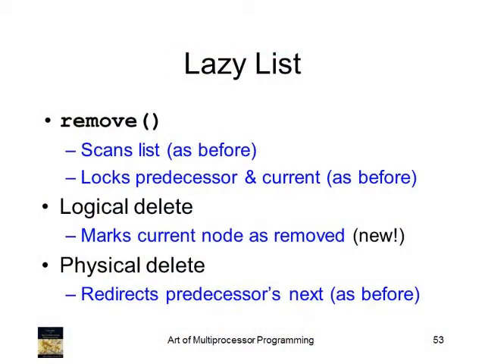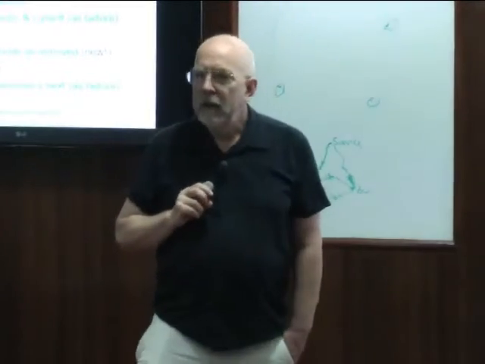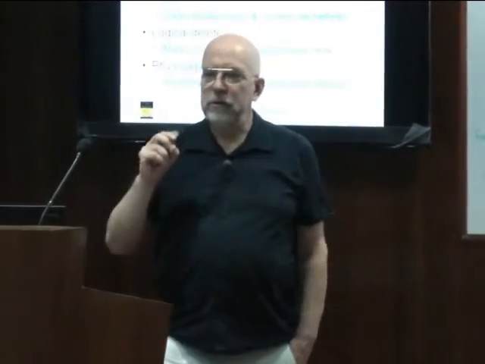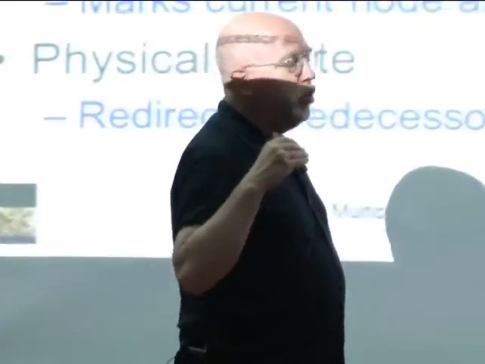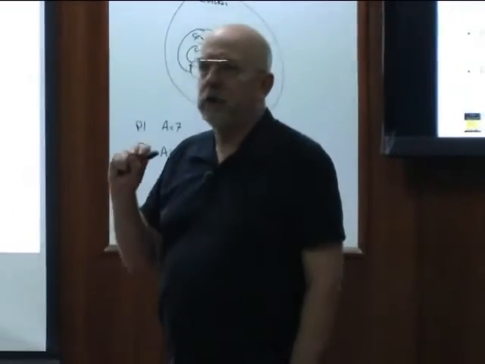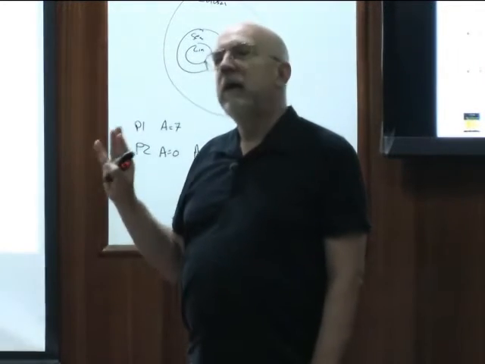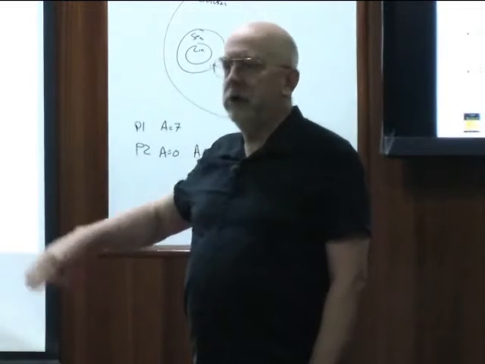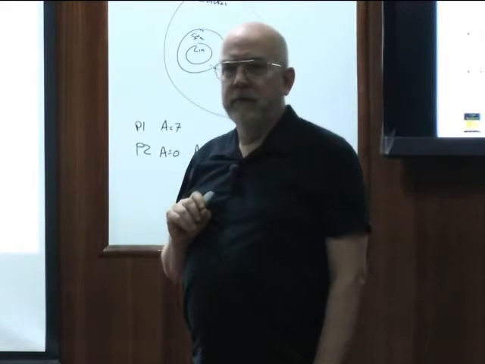So the idea is that remove is going to scan the list exactly as before. It's going to lock the predecessor of the node that we want to remove and the node itself, just as before. But the actual removal is going to be split into 2 steps. The first one is a logical removal, where we set a flag on the data structure which says, I'm not here. Even if you see me, this flag says, I'm not here, ignore me. The second step, we're going to actually move the pointers around and physically remove the item from the list.